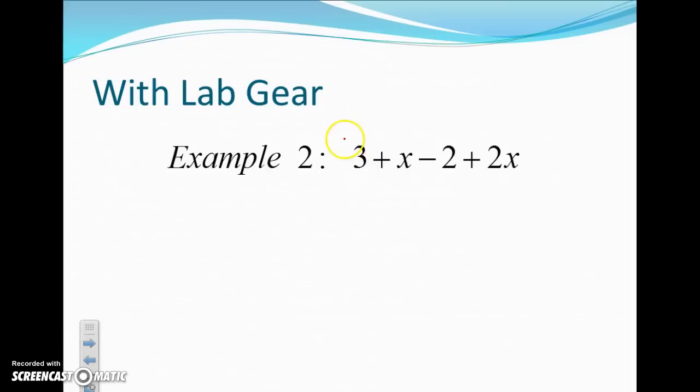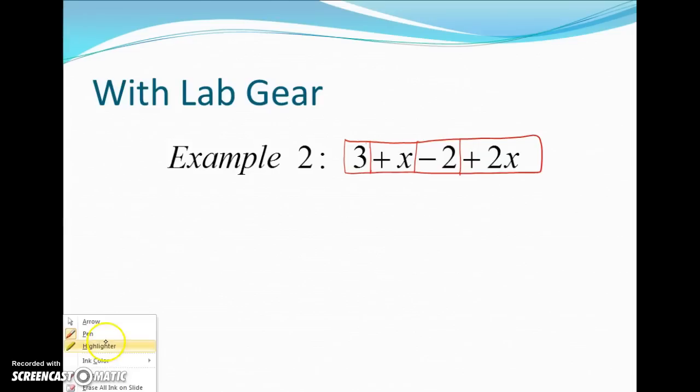This time we have more than 3 terms, so we need to do the same thing. Let's box it up. The first term is 3. The next term is positive x. The next one is negative 2. The last one is positive 2x. Then we can also combine like terms here. What are like terms? Here, 3 and negative 2 are like terms. So you can combine those by doing 3 minus 2, which is 1.